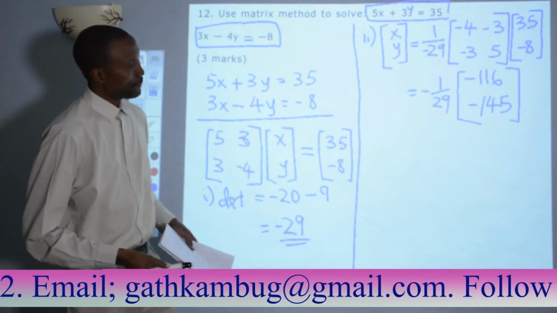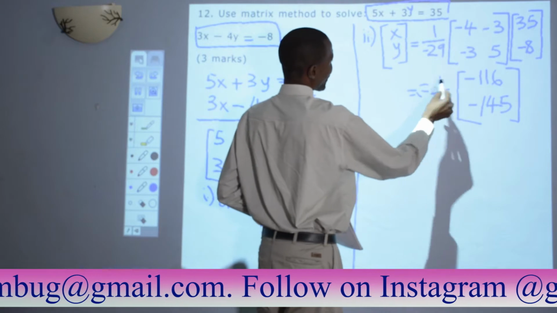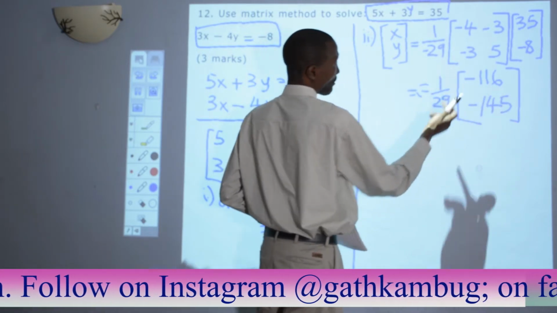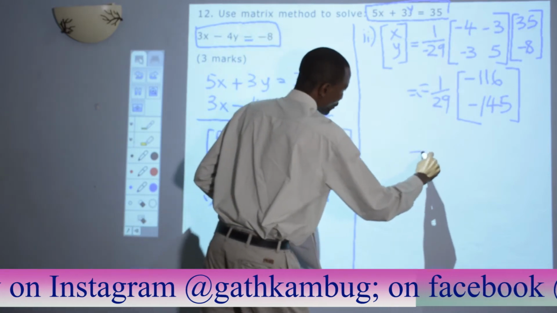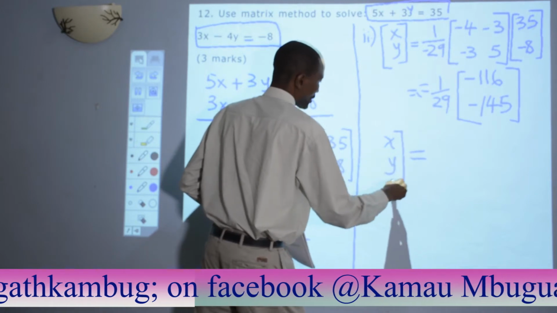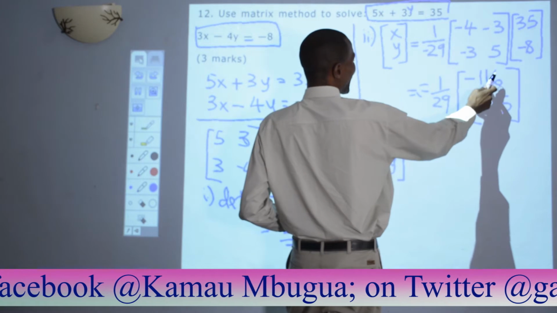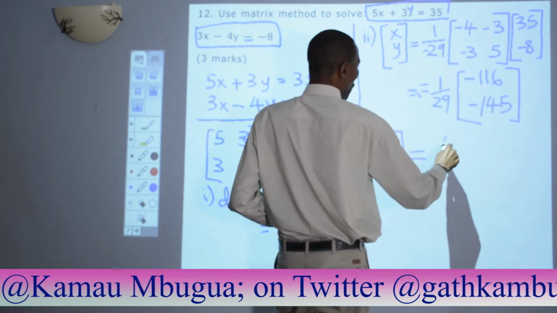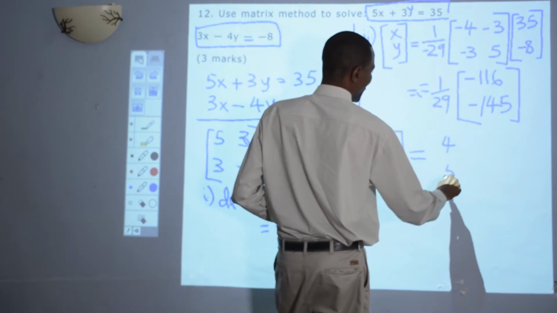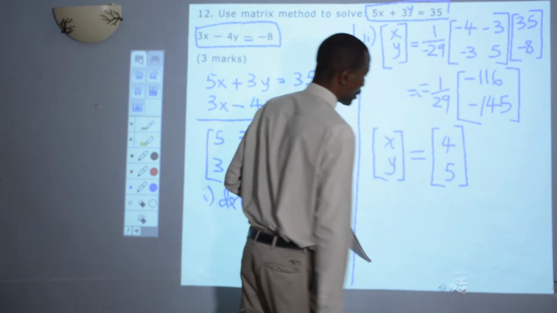Now, the last step is we divide inside the bracket. Take note that this number is negative, the number here is negative. So when you divide a negative number by a negative number, it becomes positive. So the answer we are going to get here, which will give us x and y equal to this matrix, will be this: 116 divided by 29 is 4. 145 divided by 29 is 5, precisely, without a remainder. And therefore, we are almost solved.